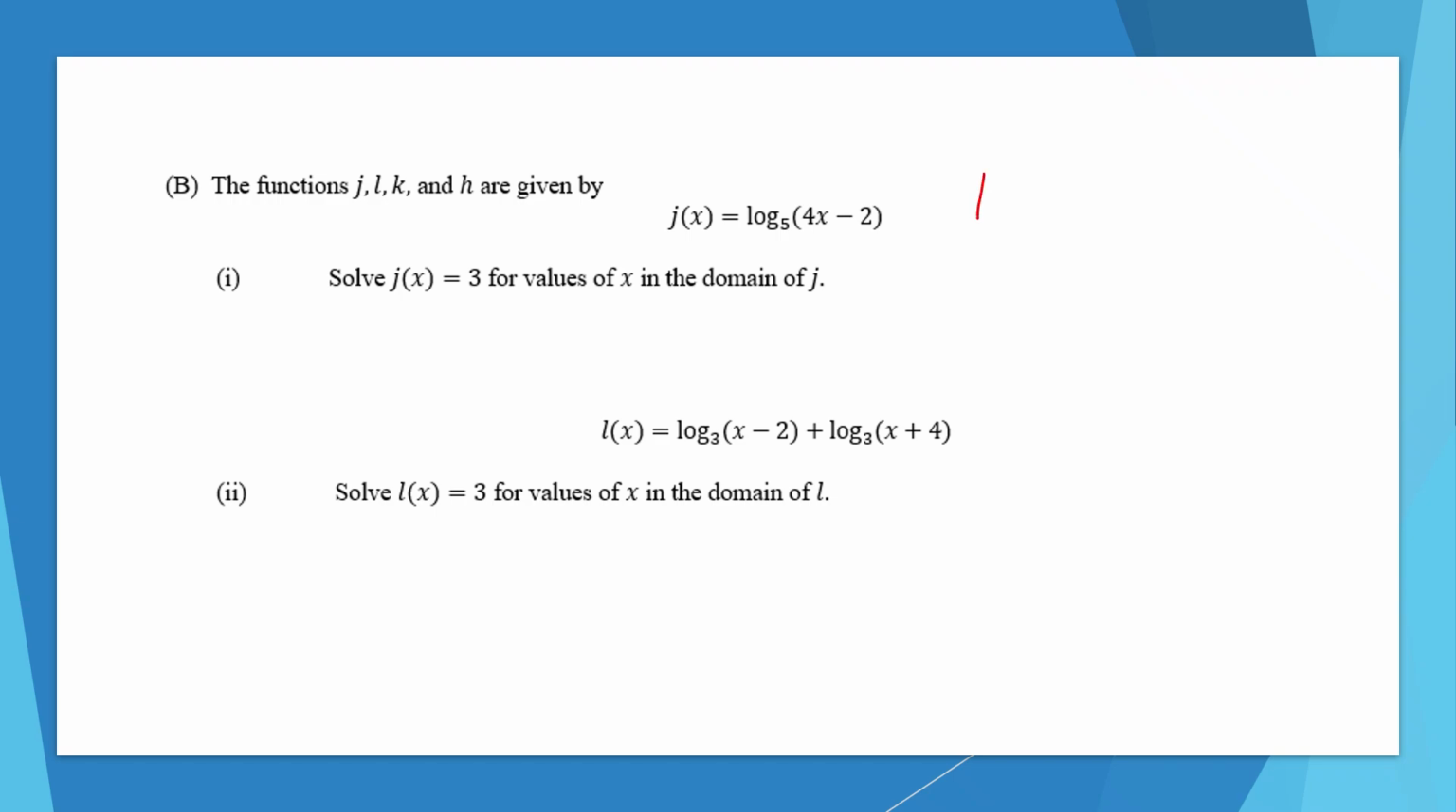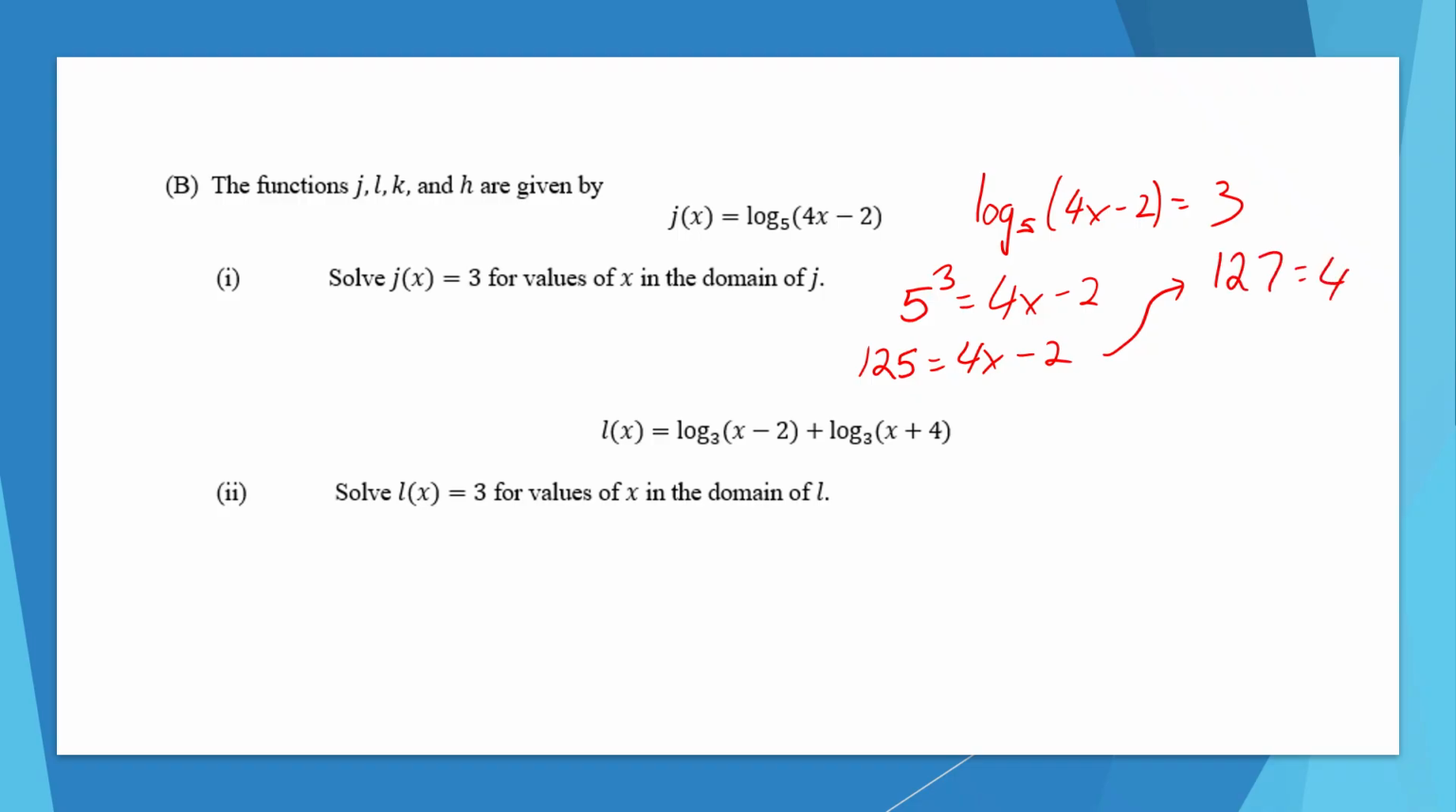For part B, here we're solving this log equation equal to 3. So let me set up the equation and then we can solve it. Log base 5, 4x minus 2 equals 3. Setting this up, 5 cubed equals 4x minus 2. 5 cubed is 125. And then solving this, adding 2 to both sides, 127 equals 4x.